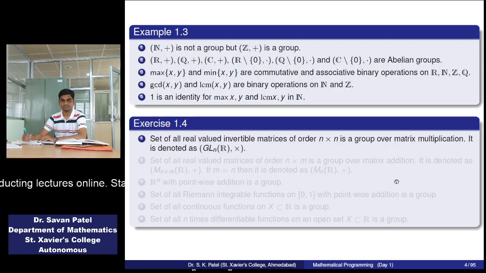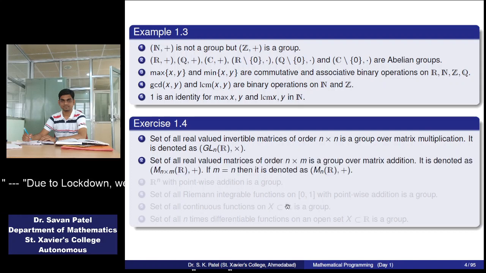We know the identity element is the identity matrix, that is, diagonal entries are 1 and all the other entries are 0. And inverse, we know how to find the inverse of a matrix. Those are the inverses with respect to multiplication.